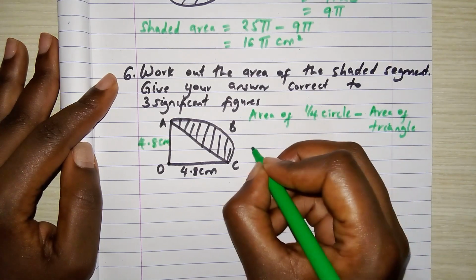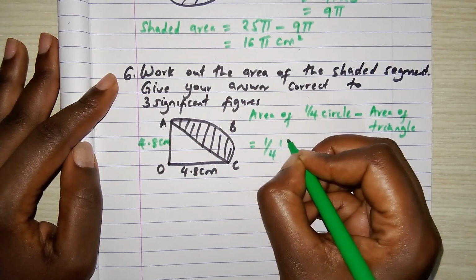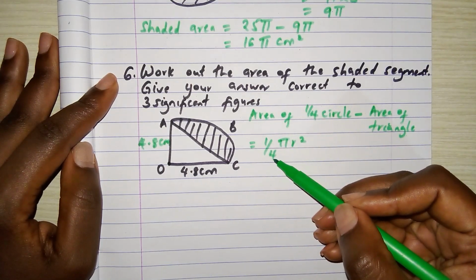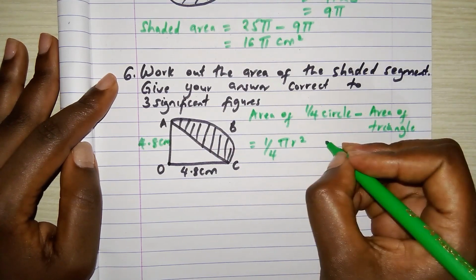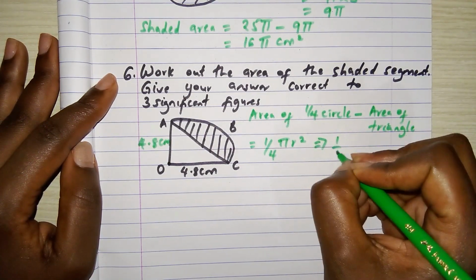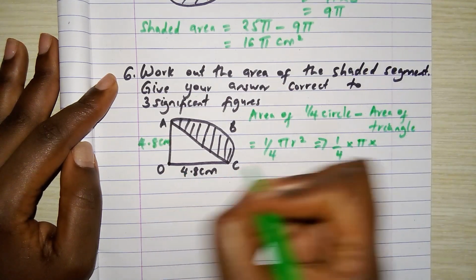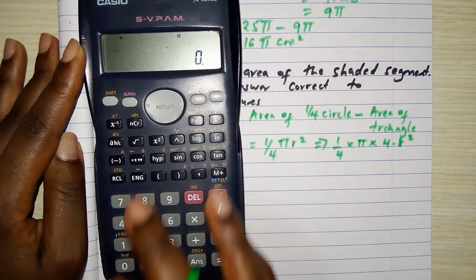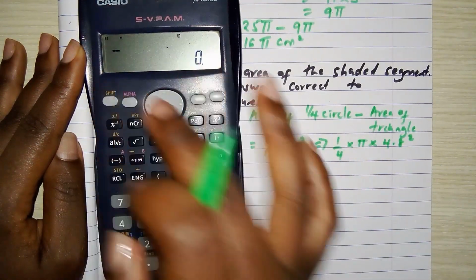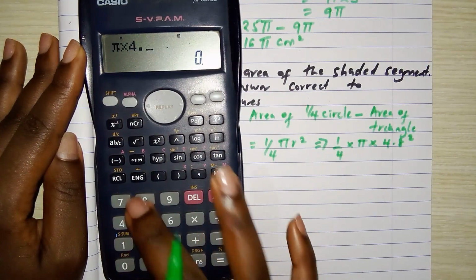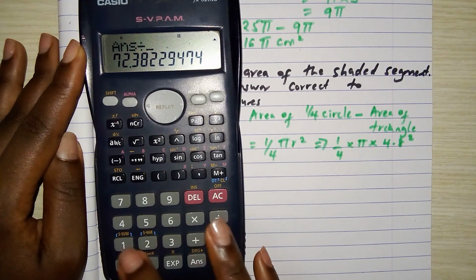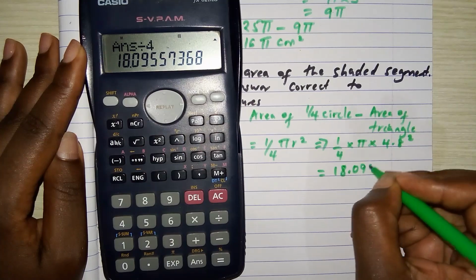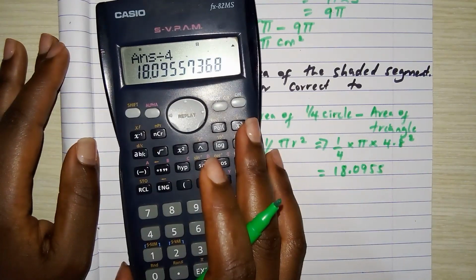Now let's start with the area of the quarter circle. So the quarter circle will be a quarter pi r squared. So it's basically the area of a circle divided by 4 because it's a quarter of a circle. And therefore here we get a quarter times pi times the radius, which is 4.8, squared. So we do pi times 4.8 squared divided by 4. So here we get 18.0955.